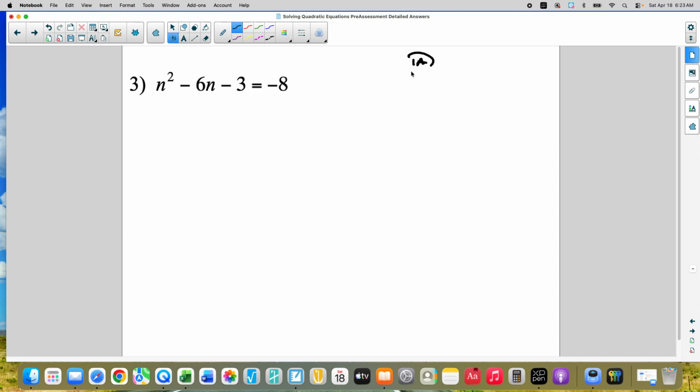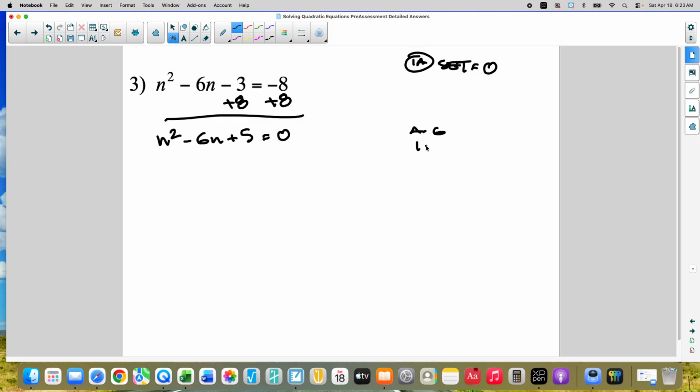Remember, 1a is set equal to 0. So let's add 8. N squared minus 6n plus 5 equals 0. It is in standard form. There is no common factor. It is not a special case, so I will do a times c, which is 1 times 5, which equals 5. Factors of 5 are 5. Signs are the same. Both are negative. Gives me my -6. N squared minus n minus 5n plus 5 equals 0.